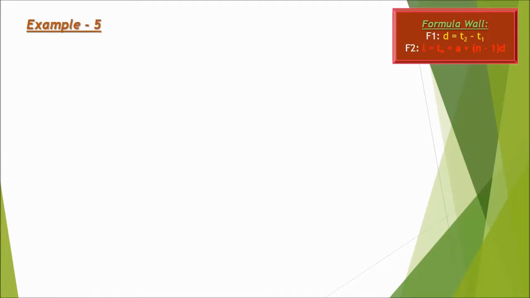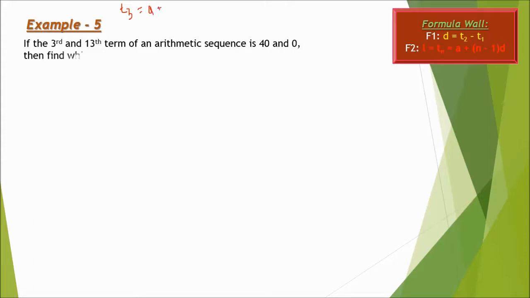And example 5, a very important example. If the third and 13th term, now what is the third term? As we can recall, T3 is equal to a plus 2d, isn't it? A plus 2d. So it will be very easy if we remember T3 is a plus 2d and T13 is a plus 12d. If you like, you can apply this directly. Now, which term is 28? First we have to find the value of a and d, then we have to find the value of n.